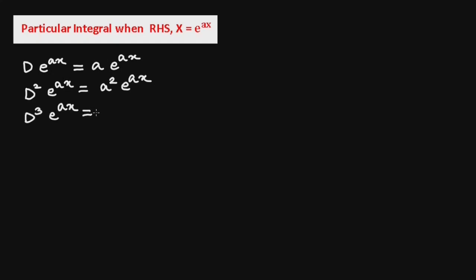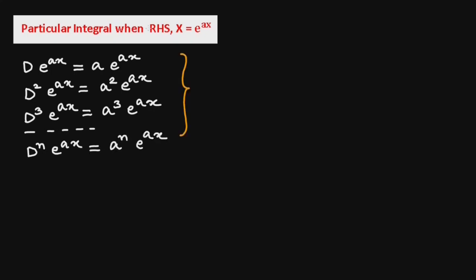We have D e raised to ax is derivative of e raised to ax, which is a e raised to ax. D square e raised to ax is a square e raised to ax. D cube e raised to ax is a cube e raised to ax. So on and so forth. D raised to n e raised to ax is a raised to n e raised to ax. We observe that after derivative, D is replaced by a.